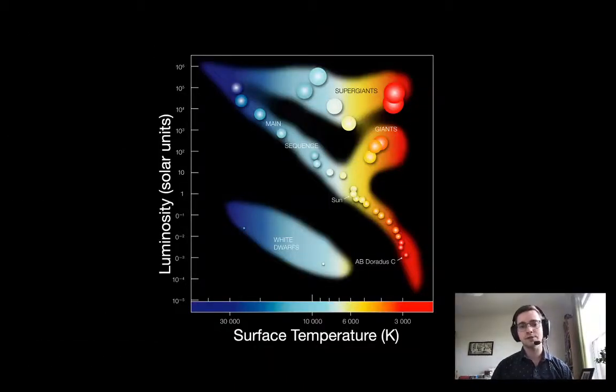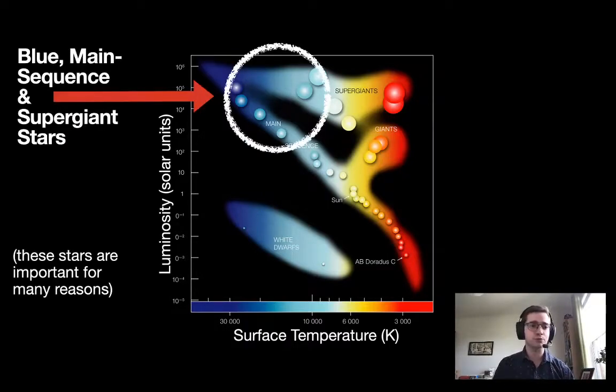So here is your Astro 101 HR diagram with luminosity on the y-axis and surface temperature on the x-axis. And when I say massive stars, I'm talking about blue main sequence and supergiant stars that occupy this circled area in the upper left corner of the HR diagram.